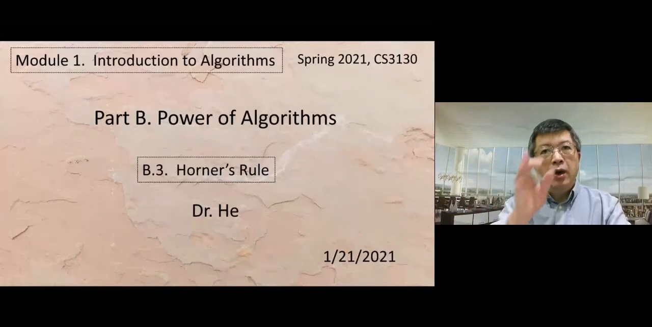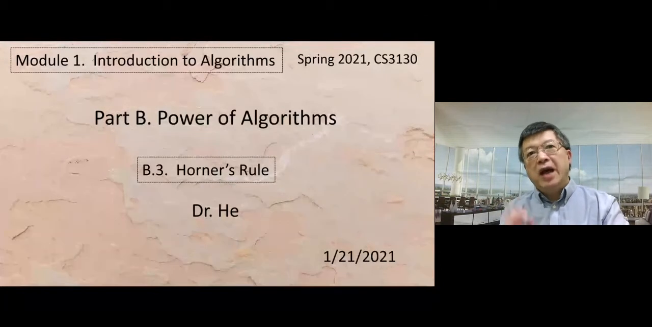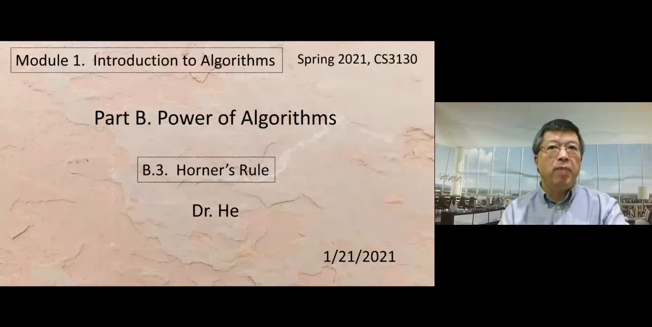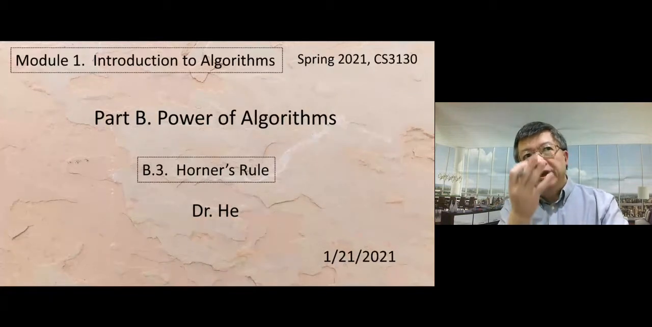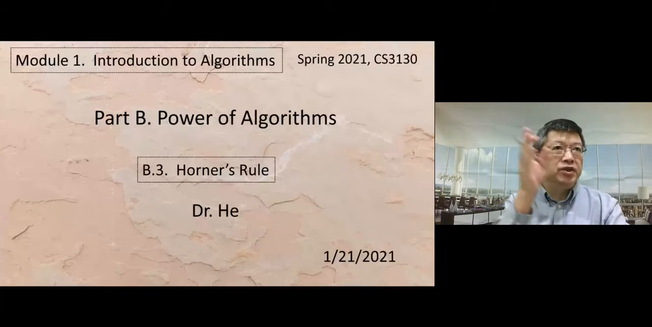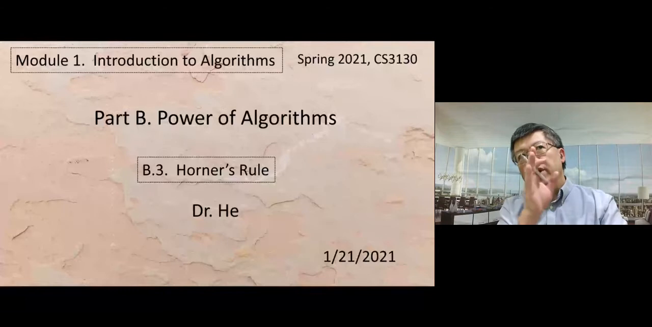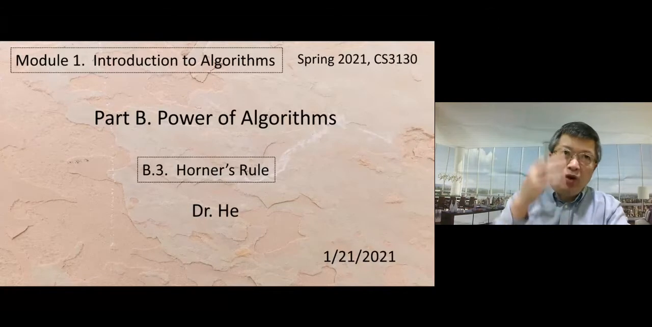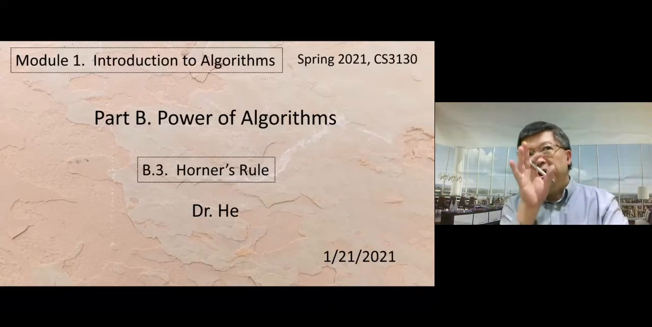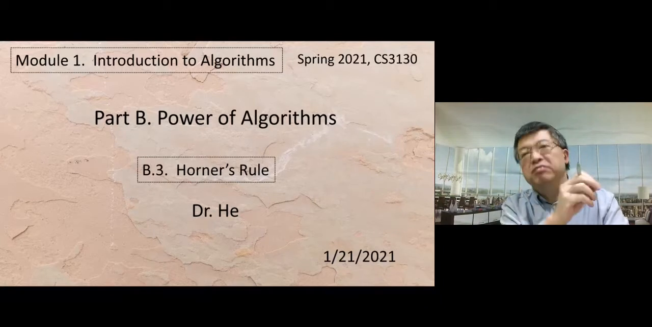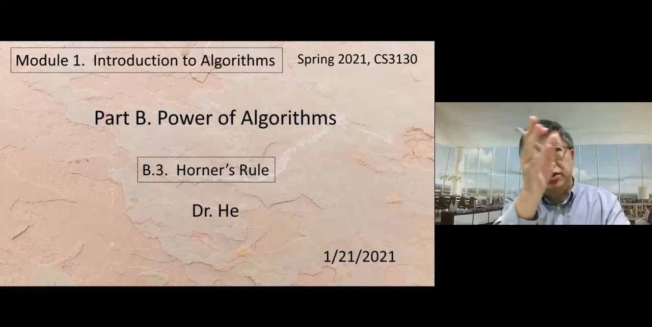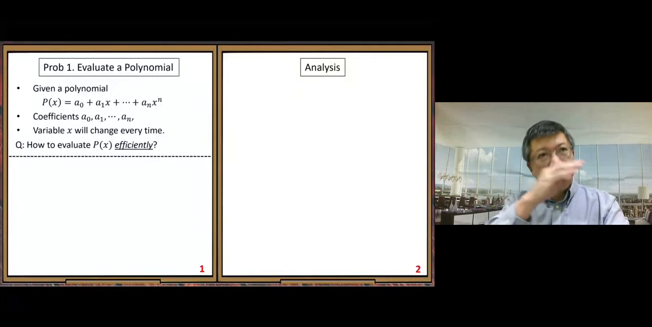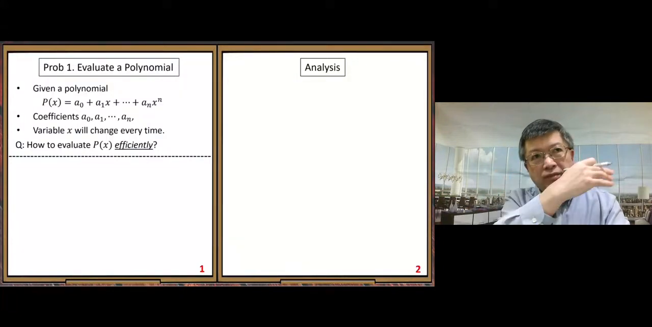Part B.3, Horner's rule. This is the last video of this part, Part B, Power of Algorithms. In this video, we will learn a very smart algorithm, Horner's rule. Actually, from the previous video, we got part of it. Remember, when we worked on the quadratic formula, we did something that gives us some idea of that Horner's rule. All right, so let us do the whole thing another time.